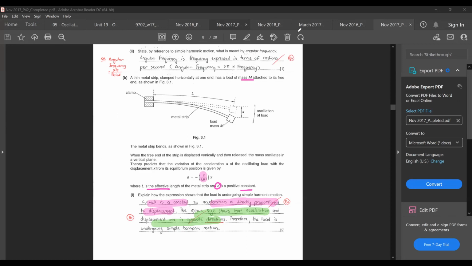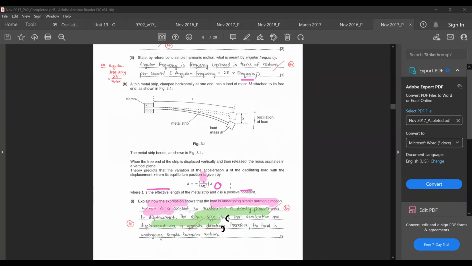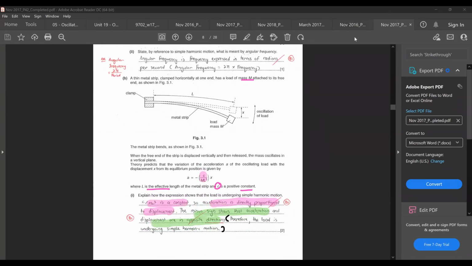Okay. Now the last statement here, when you specifically say therefore the load is undergoing simple harmonic motion, is actually not necessary to be written. It doesn't bear any mark, but I just wrote it there for the sake of completeness. Okay, so this one is okay. Then I'll just clear off the diagram here.